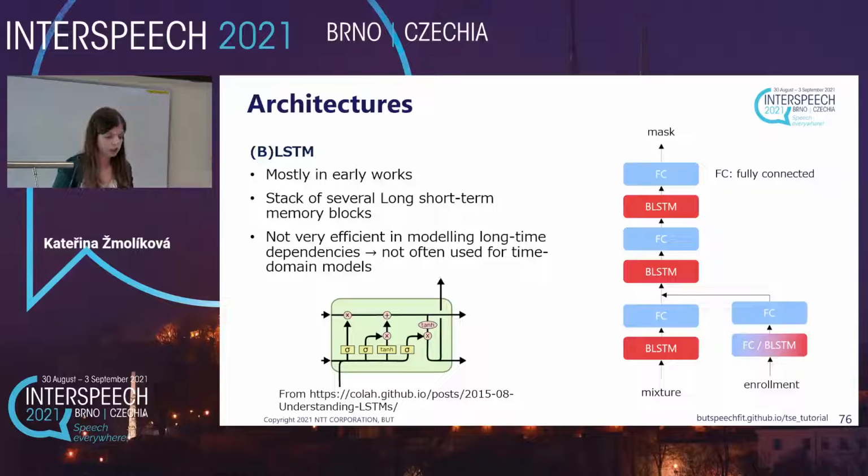BLSTM is a recurrent architecture. It has been used a lot in early works that worked in the frequency domain. Basically, the neural network here consists of a stack of several BLSTM layers. When we also use the auxiliary network, then the auxiliary network can either also incorporate BLSTM layers, or in many works the auxiliary network is simply a stack of a few fully connected layers.